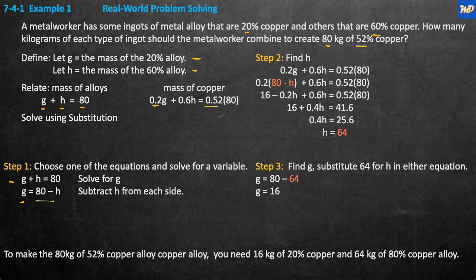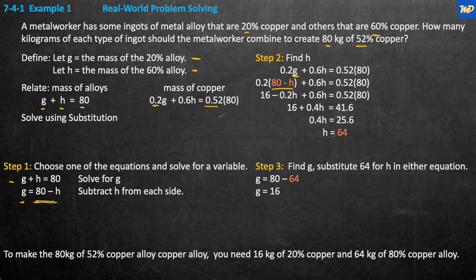So now step 2, let's find H, using the other equation, 0.2G plus 0.6H equals 0.52 times 80. Now we're going to substitute the G for what we found it to be, which is 80 minus H. So 0.2 times (80 minus H) plus 0.6 times H is equal to 0.52 times 80.